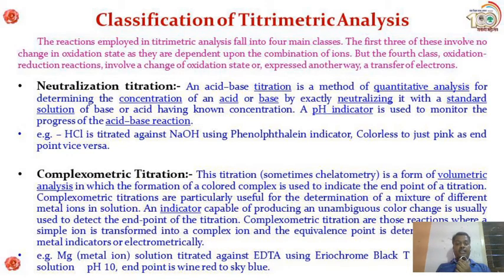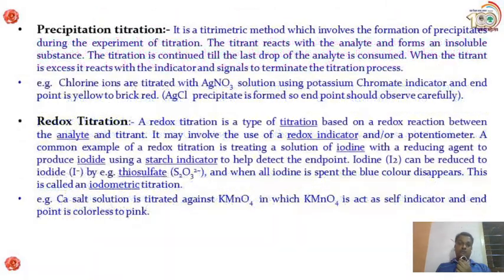In complexometric titration, the titration is a form of volumetric analysis in which formation of colored complex is used to indicate the end point of the titration. An indicator capable of producing an unambiguous color change is usually used to detect the end point. A very well known example is the magnesium solution titrated against the EDTA using eriochrome black indicator, and the buffer solution pH 10 is used as the condition, while the end point is wine red to sky blue.